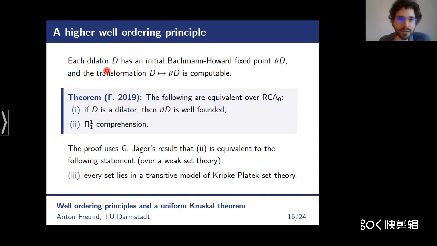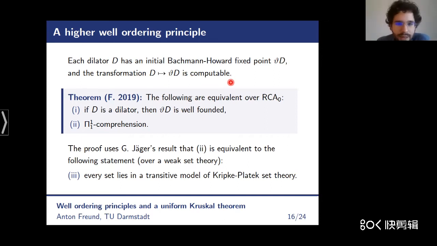It turns out that whenever you have a dilator D, a suitably uniform transformation of ordinals, then any such dilator D will have an initial Bachmann Howard fixed point. In other words, a smallest Bachmann Howard fixed point, which I want to denote by theta of D. And it also turns out that the transformation of a given D into its Bachmann Howard fixed point theta of D is computable.